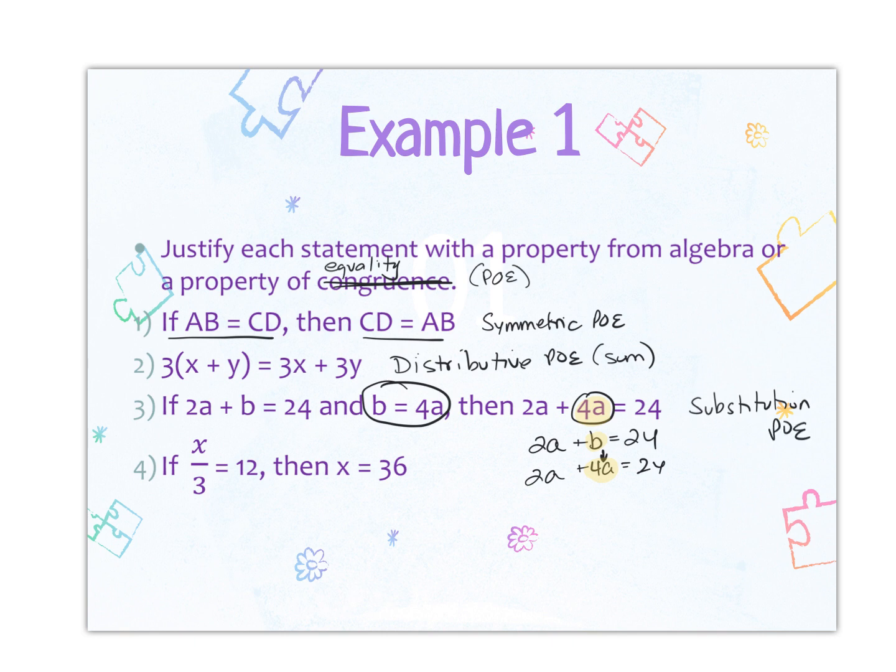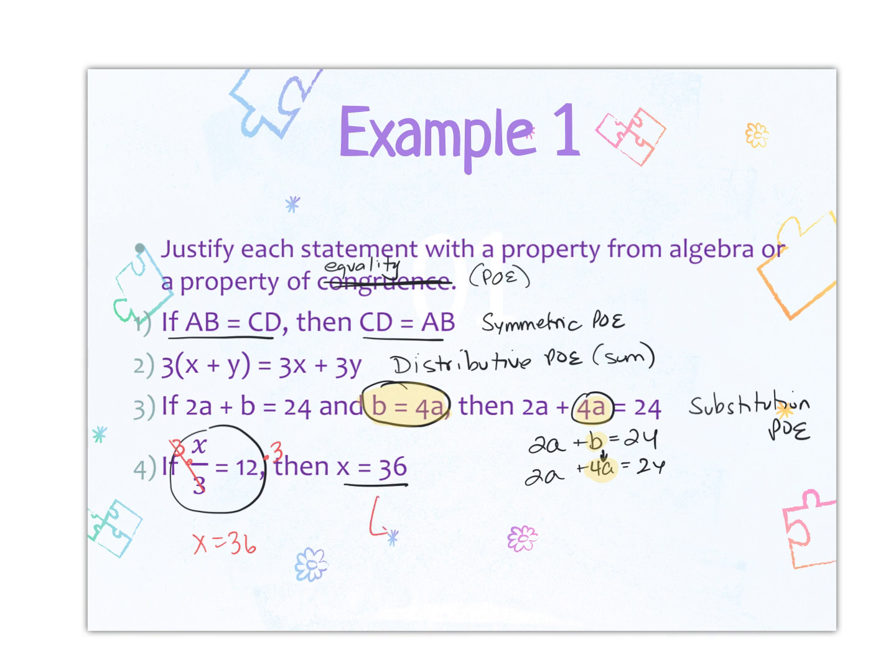Once you know that b and 4a are equivalent, you can sub them in for each other anytime you want. And then the last one, again, we start out with this statement and we end up with this. And we're like, wow, how did we get from x divided by 3 is 12 to x is 36? Just because you know algebra, you know that what they did was they multiplied both sides by 3 and they got x is 36.